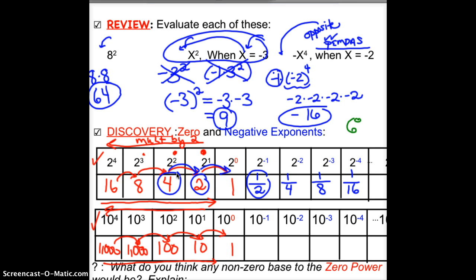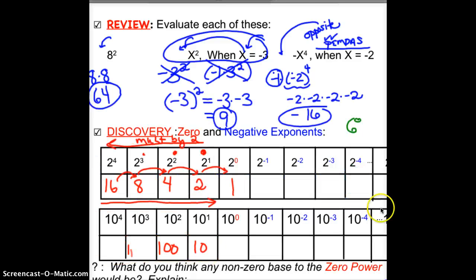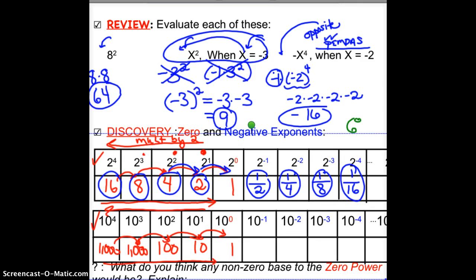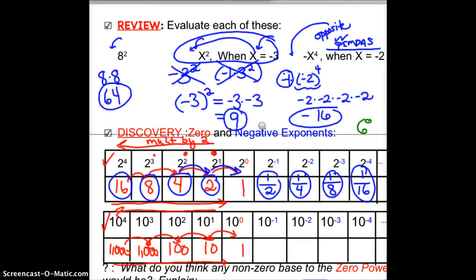2 to the second is 4. This is 1 over 2 to the second. 2 to the third is 8. This is 1 over 2 to the third. 2 to the fourth is 16. 2 to the negative fourth is 1 over 16. So when I have 2 to the negative n, really what I end up with is dividing by 2 n times instead of multiplying.